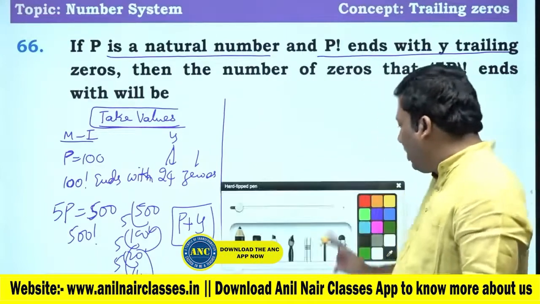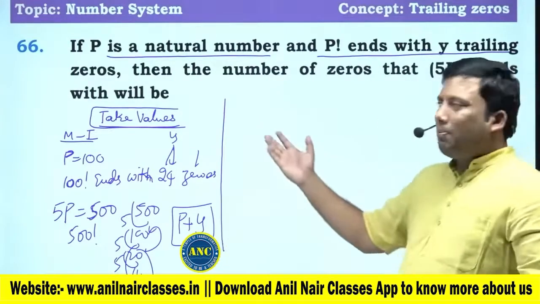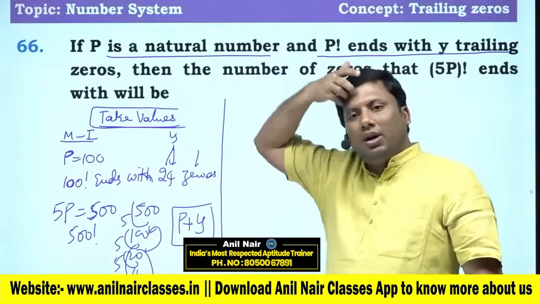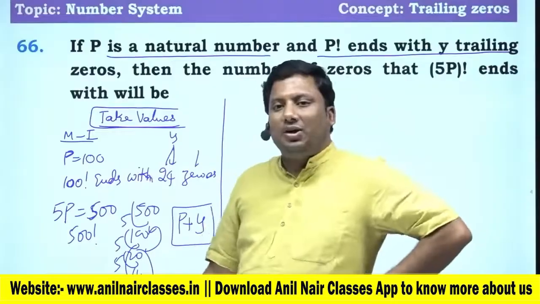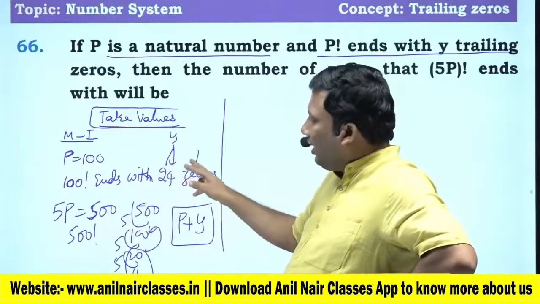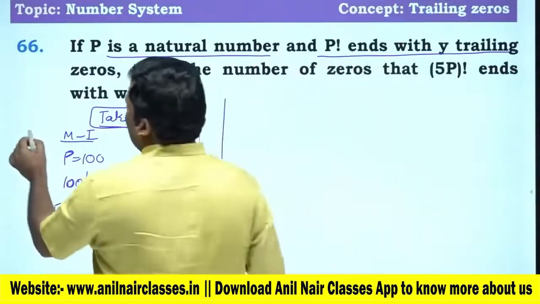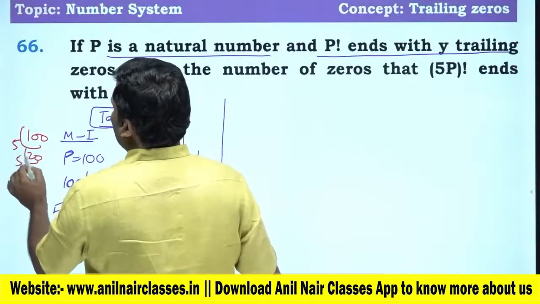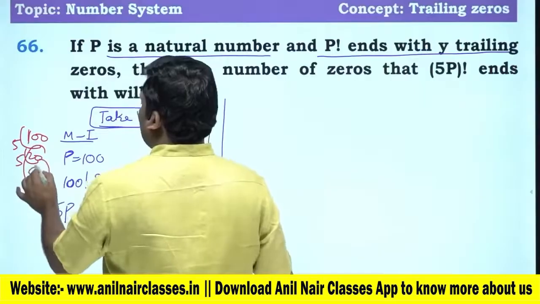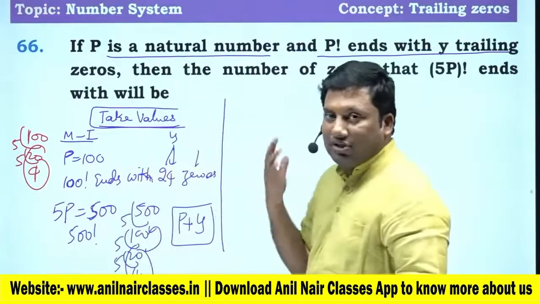Are you all with me? This is a traditional method. Because P is a natural number, you can substitute any value. I substituted P equal to 100. 100 factorial ends with 24 zeros. How did we get 24? 5 20s are, 5 4s are. 20 plus 4 is 24. 24 zeros it will have.